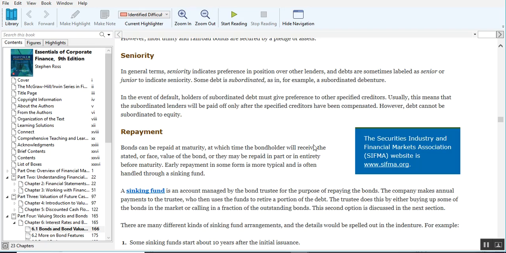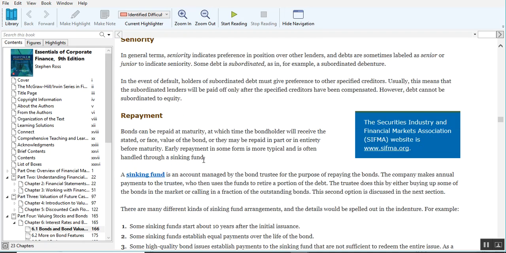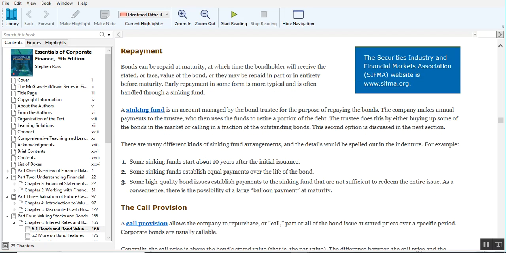But when we're talking about the seniority of bonds, typically the ones that are most secure are types like the mortgage bonds or collateralized bonds. Debentures are the least senior. And when they repay the bonds at maturity, that's what they're supposed to do.